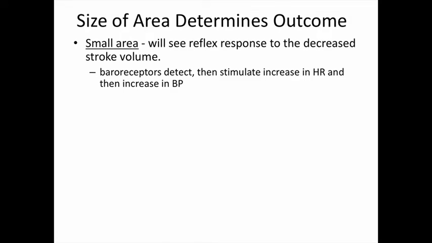So if it's just a small area of ischemia, you're going to see the effects of this reflex response due to the decreased stroke volume, which means, again, the baroreceptors detect that decrease in cardiac output, which will then send this reflex action ultimately to the brainstem, which will then send an outgoing message, activate the sympathetic nervous system, and we'll see an increase in heart rate and an increase in blood pressure. And in some cases, not all cases, this will also precipitate an angina attack.